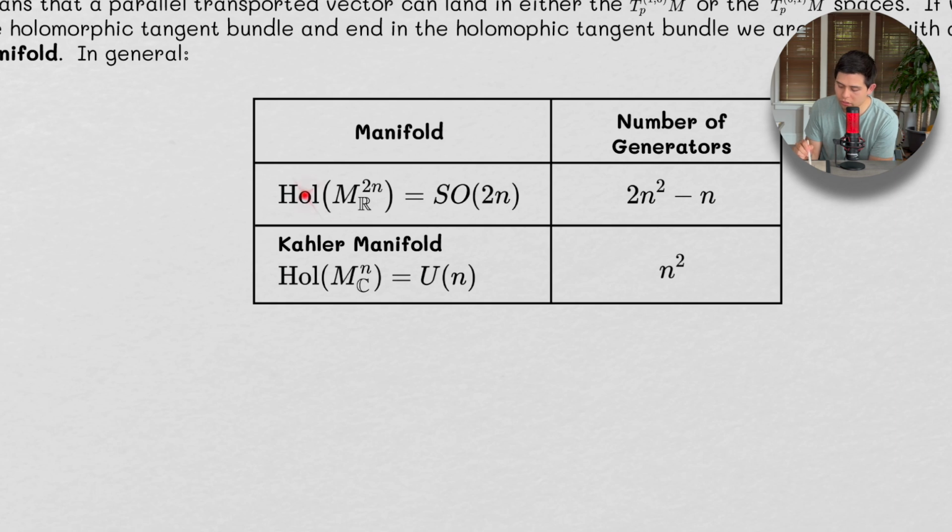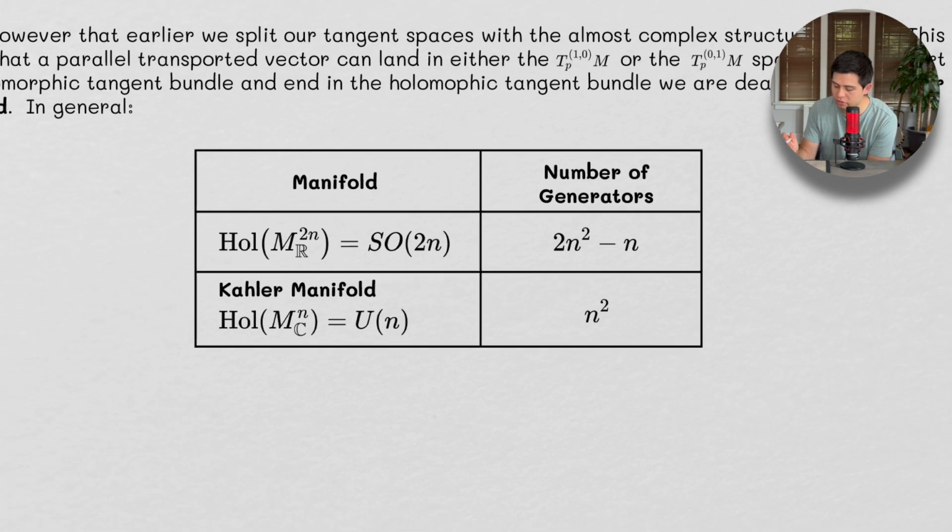Okay, so this leads us to an interesting rule. The holonomy of some manifold in real space R2n is SO2n. The number of generators that's involved in this group is 2n squared minus n.